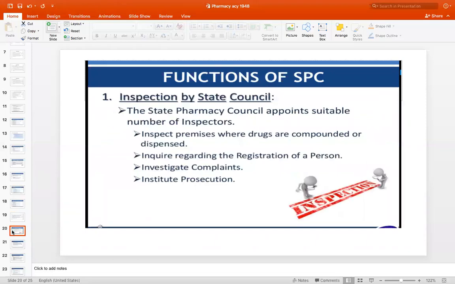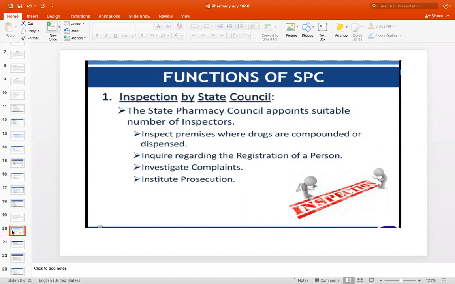Now, what are the functions of SPC, that is the State Pharmacy Council? We studied the functions of PCI. Now, what are the functions of the State Pharmacy Council? Inspection by the State Council. The State Pharmacy Council appoints a suitable number of inspectors, like DI, drug inspectors, to inspect premises where drugs are compounded or dispensed. There are times when a vacancy is created and they call for a DI.